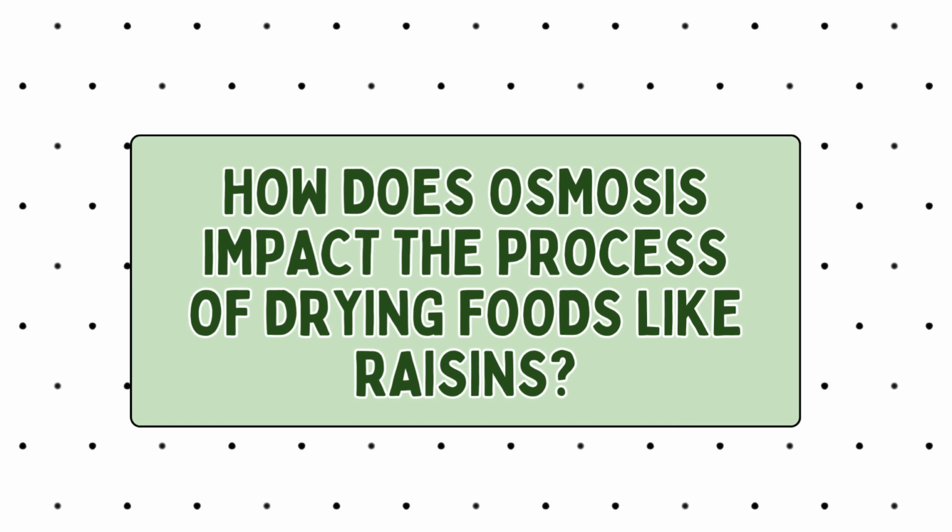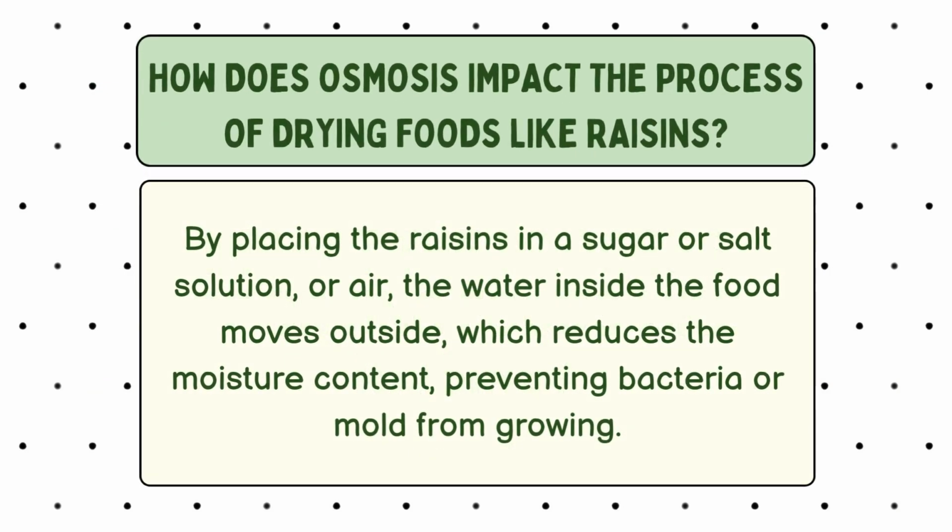For the last question, how does osmosis impact the process of drying foods like raisins? By placing the raisins in a sugar or salt solution, or simply in the air, water inside the food moves out to the surrounding environment. This process helps preserve food by reducing moisture content, which prevents bacteria and mold from growing. That is how raisins maintain their flavor and shelf life.